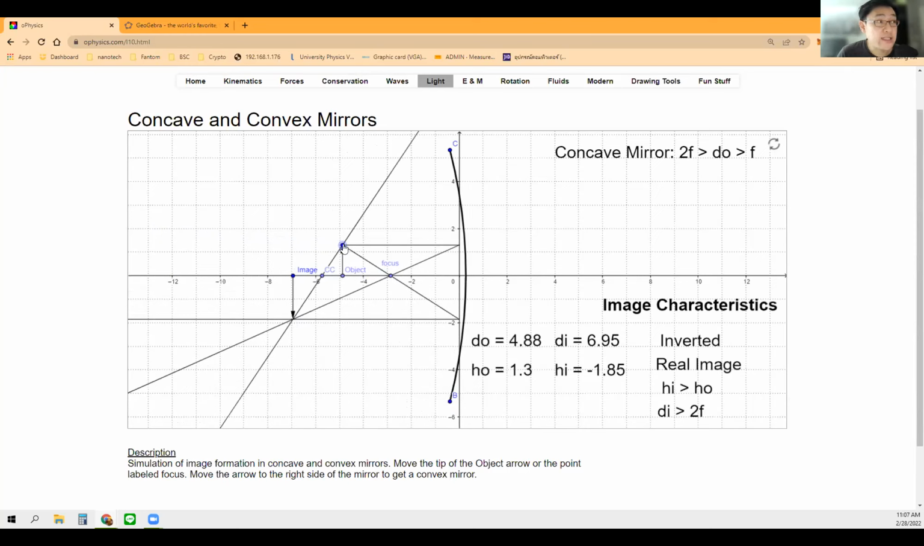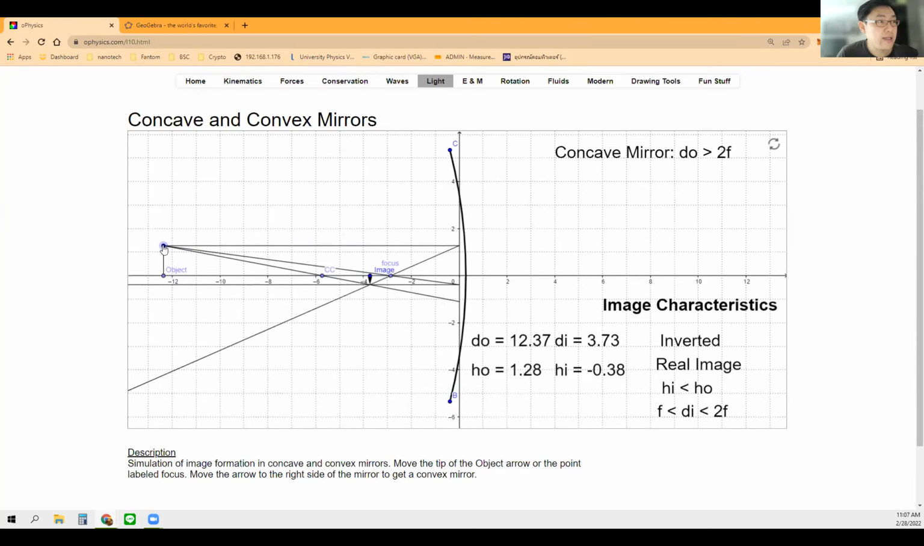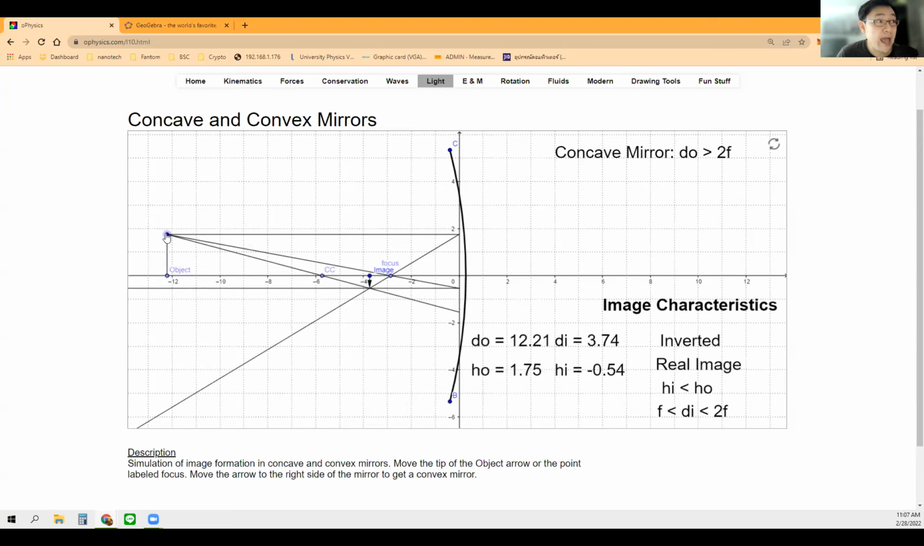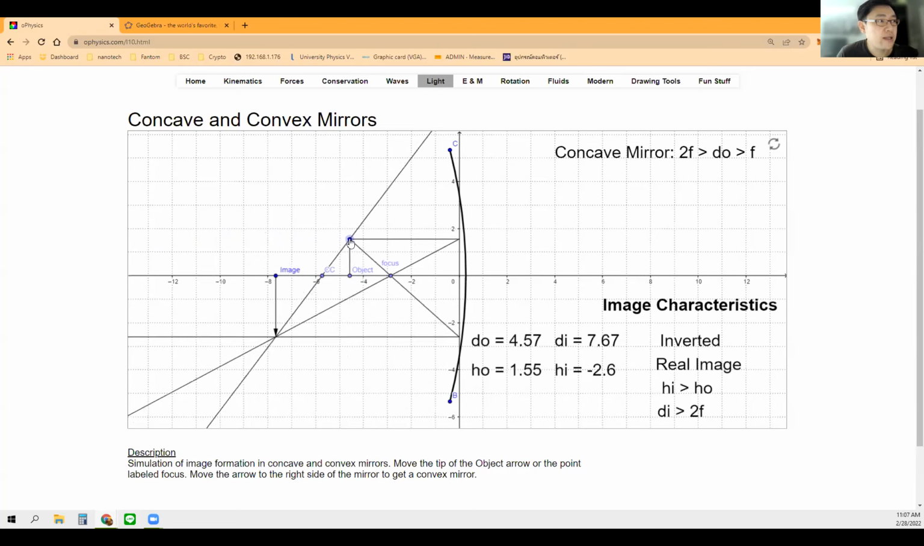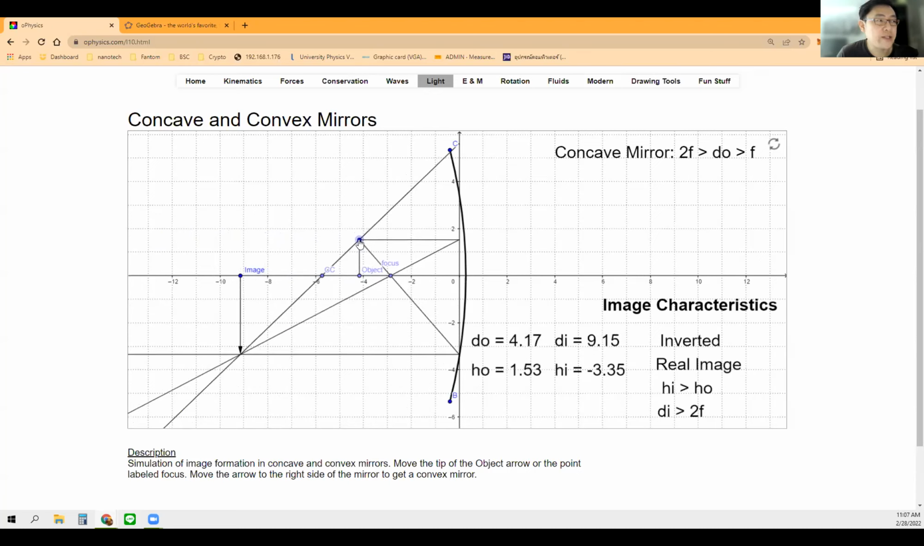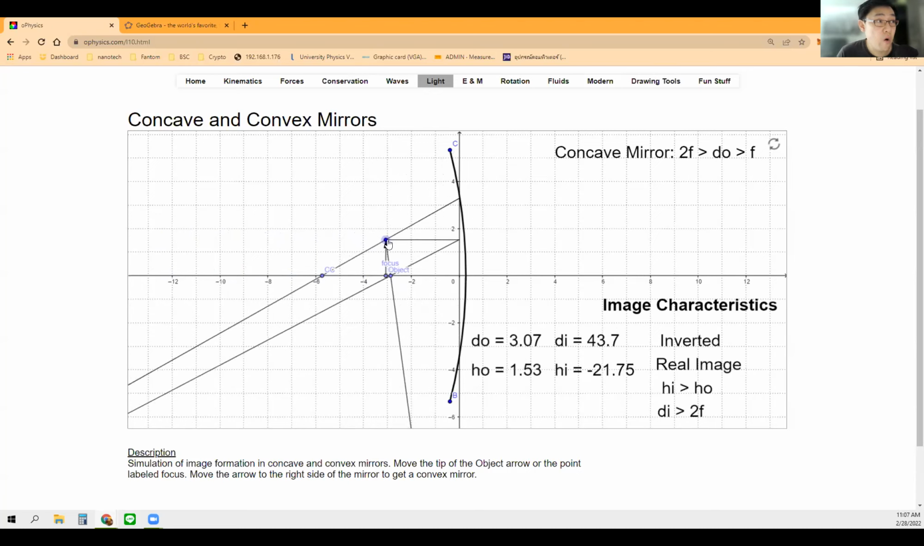And now you can look at the sizing. If you're far away, the size of the image is small and it's an inverted image. If you change the location of the object, the location of the image will change as well. In this case, you still have a real image and it's still inverted, but the size of the image is now larger. You get some magnification here. Okay, cool. Now, on the other hand, if you get even closer, whoa.